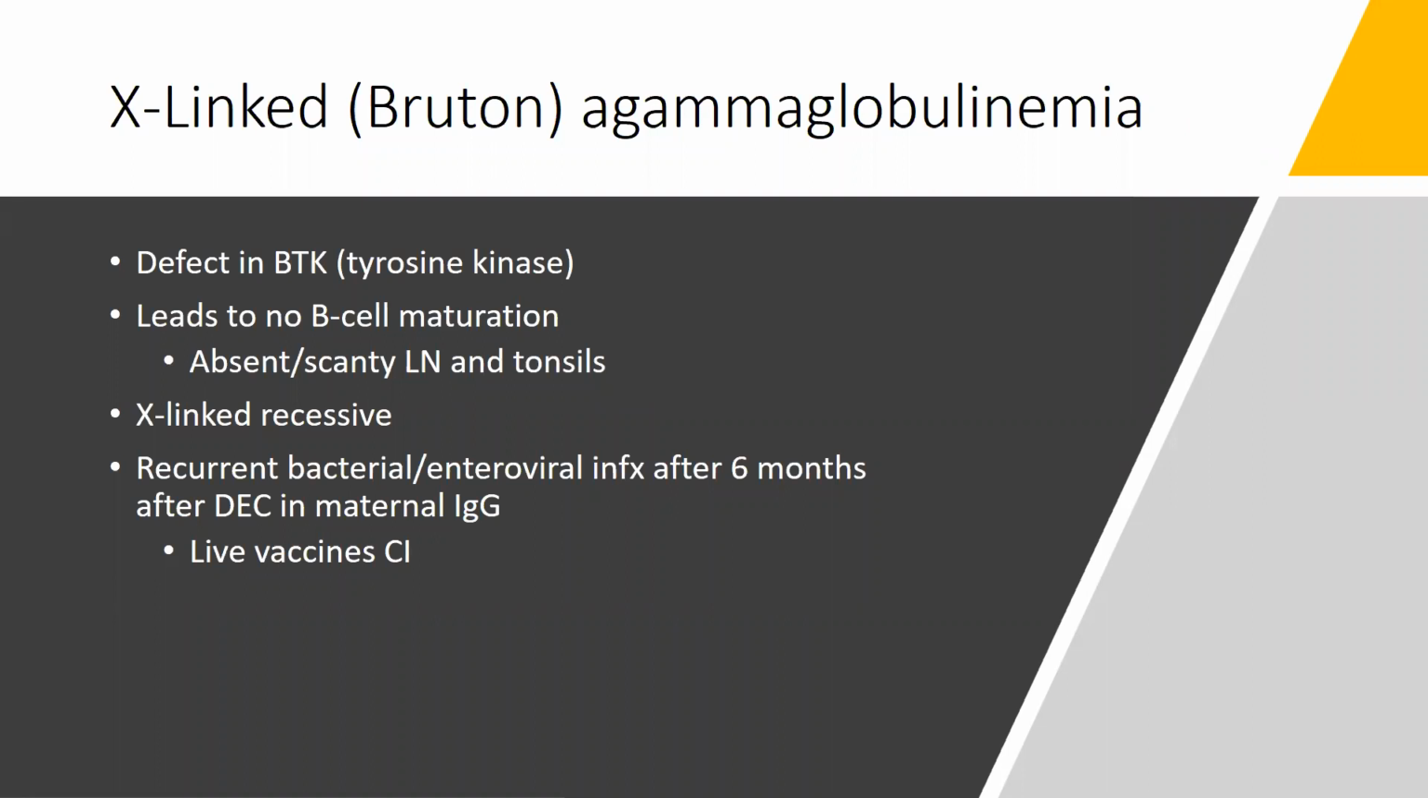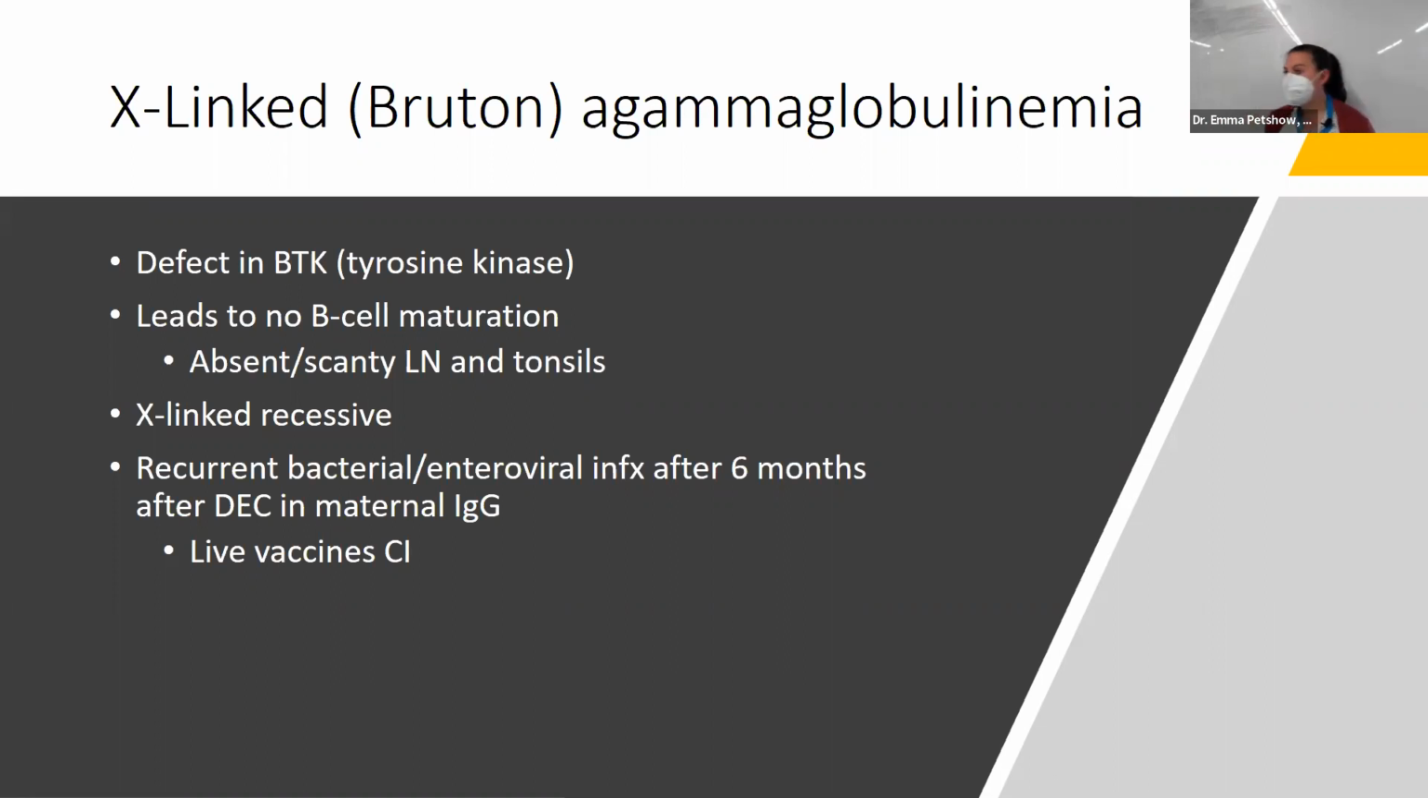And you can see then, if we're not able to create B cells, if they're not able to mature, you're going to have recurrent bacterial or enteroviral infections after about 6 months in age, because that's when your maternal IgG that crossed via placenta goes away. If you are unable to create your own antibodies, around 6 months time is when your maternal antibodies are gone. Also, live vaccines would be contraindicated in these patients.